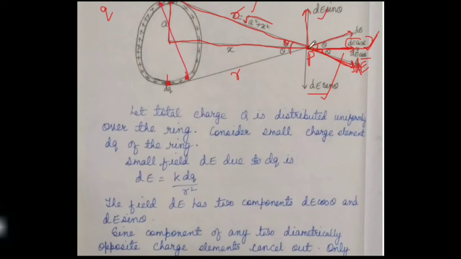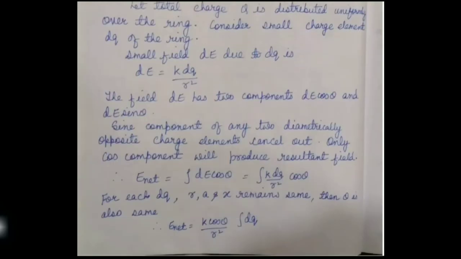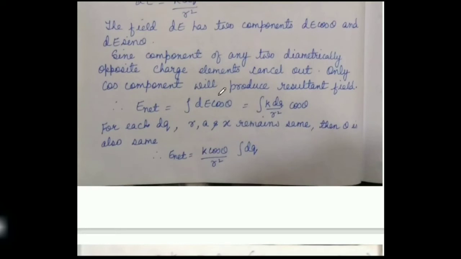Both have equal electric field at this point, but only the cos component contributes, not the sin component. So at every charge element only the cos component is present; the sin components cancel out each other. So the total electric field is just the integration of that cos component, dE cos theta. Because the sin component cancels out, only the cos component is left.